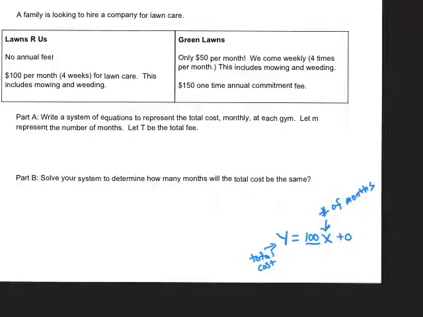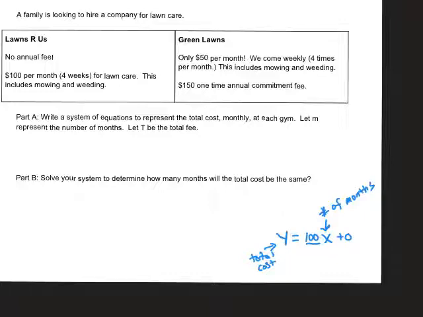So $100 times the number of months, 3 months, so that's $300, plus my one-time fee, which is 0 because they have no annual fee, equals my total cost. So my total cost would be $300. So this equation, y equals 100x plus 0, is a great equation to represent the left scenario, okay?